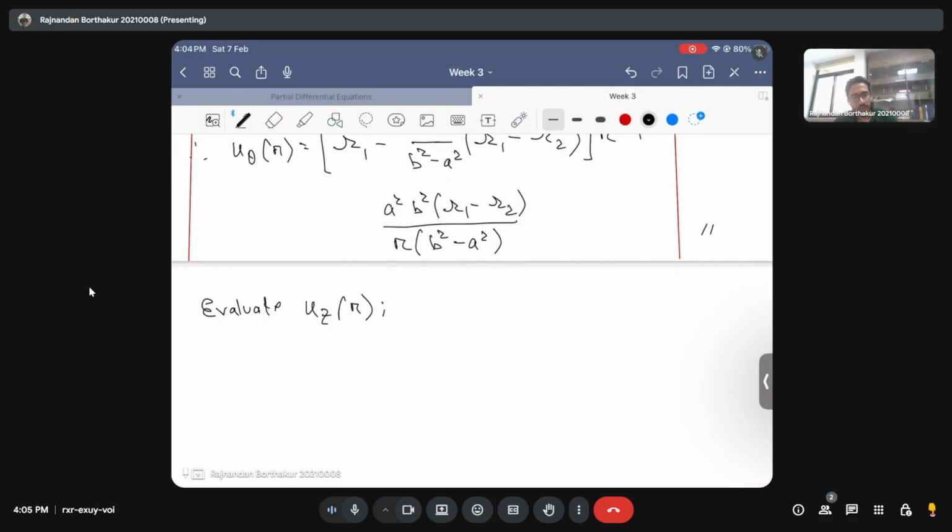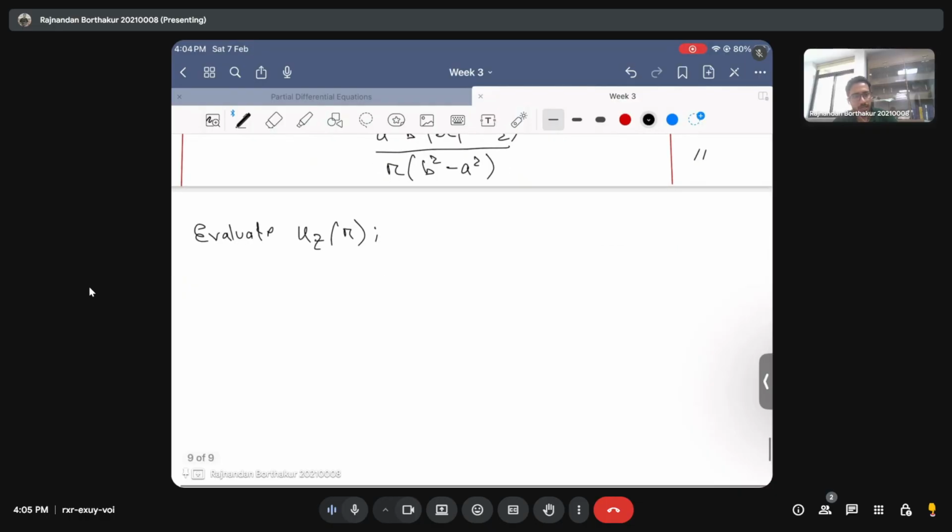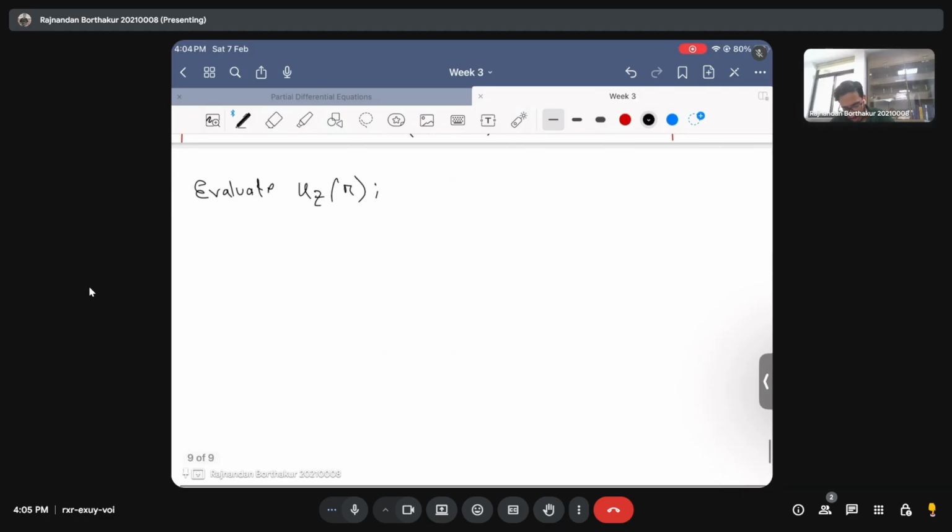Okay, so we need to evaluate uz, and by now you are much familiar with the drill. What we need to do is use the Navier-Stokes equation in the z direction. Okay, so let's write it down and see what we get when we write the Navier-Stokes equation in the z direction.